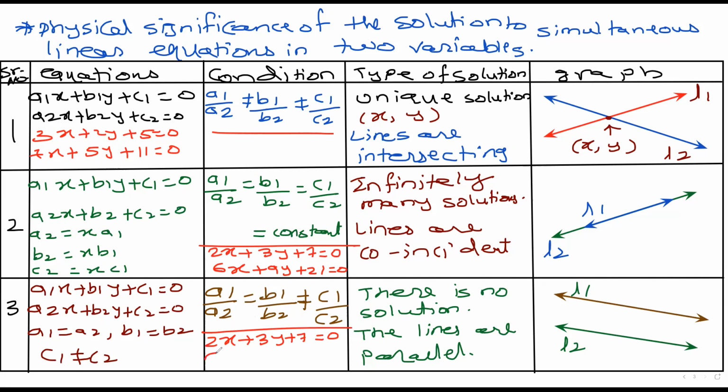And finally, here I'll take the exact equation 2x plus 3y plus 7 equal to 0. I'll take another, 6x plus 9y. Instead of 21, I'll take, let's say, something else. Let's say minus 12. Who knows? Anything which will break this. So a1 upon a2 is 1 upon 3. b1 upon b2 is also 1 upon 3. But c1 upon c2 is something else. And hence, these are called parallel lines. They will never intersect. And hence, there is no solution. Okay, so I think you should note this.